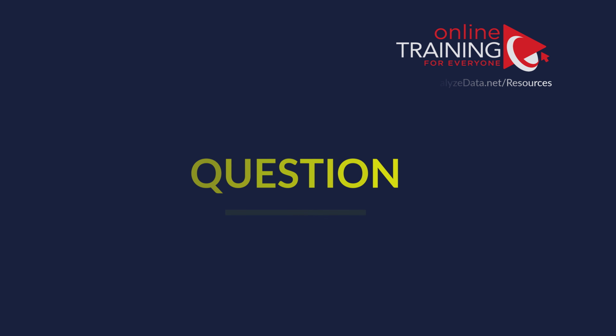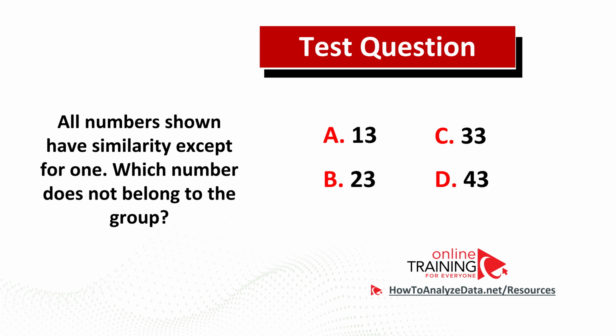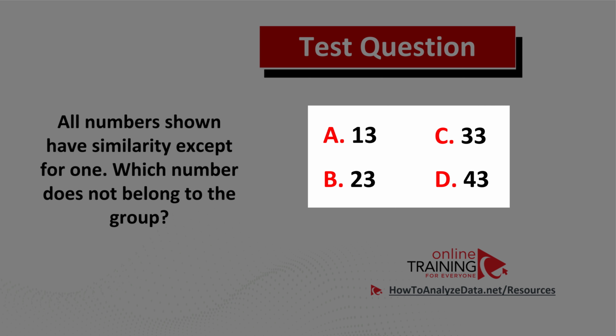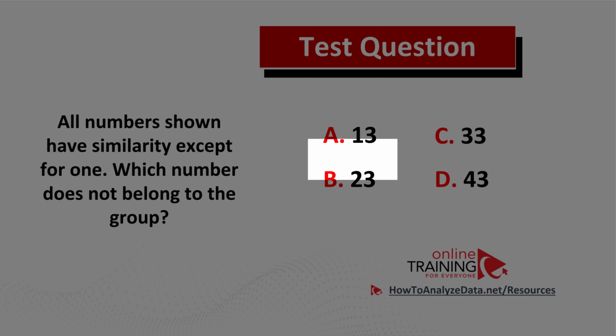Some of you might find this question tricky, but regardless of whether you can solve it or not on your own, you will be excited to learn the solution to this real-life assessment test question. All numbers shown have similarity except for one. Which number does not belong to the group? And you have 4 different choices. Choice A, 13. Choice B, 23. Choice C, 33. And choice D, 43.